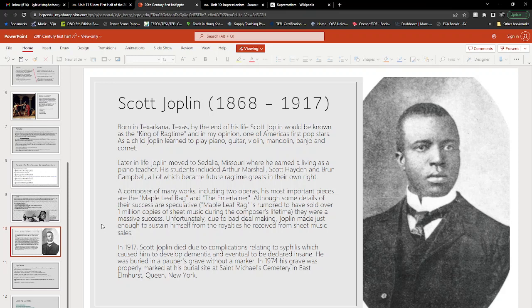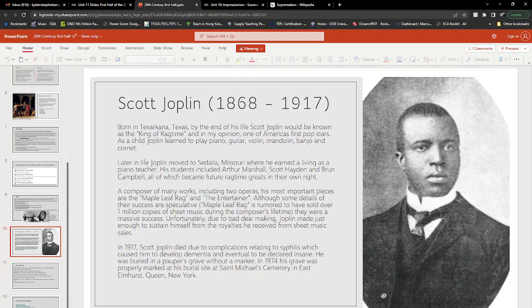Supposedly, the Maple Leaf Rag is rumored to have sold over 1 million copies of sheet music during the composer's lifetime. So, 1868 to 1917, that 1 million copies, if we think about inflation, is like bigger than Beyonce now. But unfortunately, due to bad deal making and probably being taken advantage of, Joplin made just enough to sustain himself off of royalties that he received from the sheet music sales, but didn't get all the money he was entitled to.